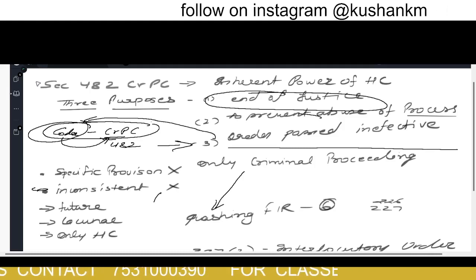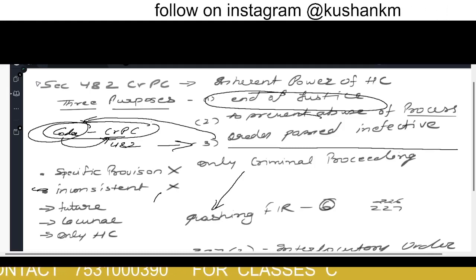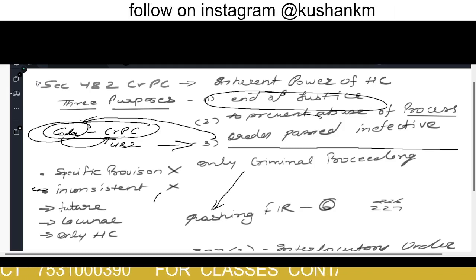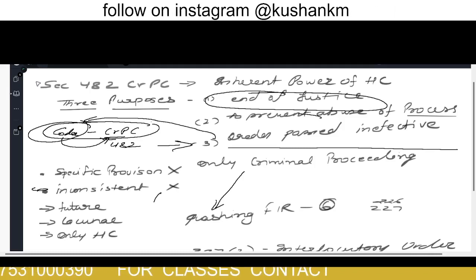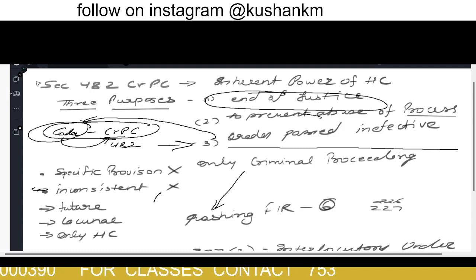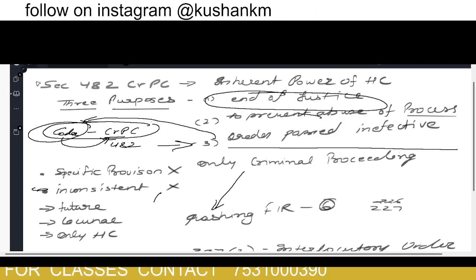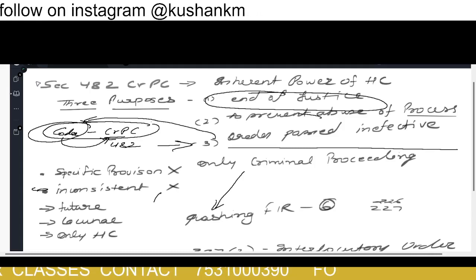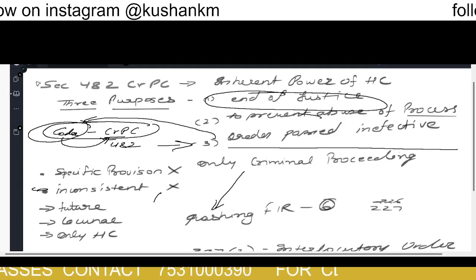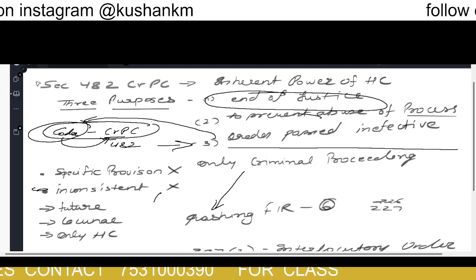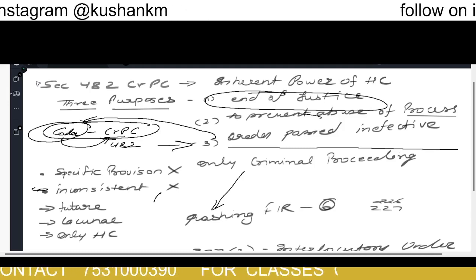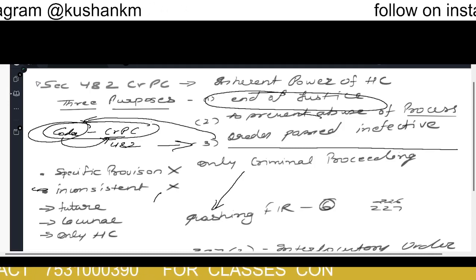Similarly, if somebody reads the FIR and it is obvious from the facts that this FIR has been registered against a person just for private and personal vengeance, in that scenario also you can approach the High Court and get your FIR quashed. So we can see how we can use section 482. I hope till here you are clear what we are discussing.